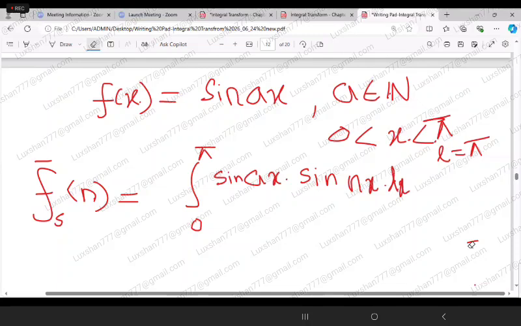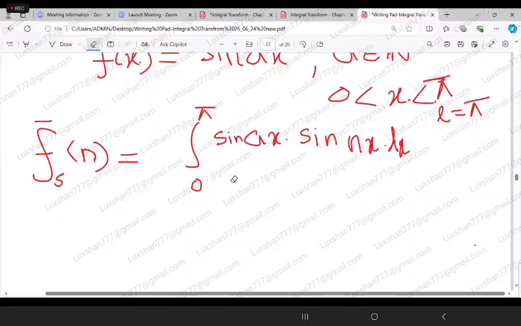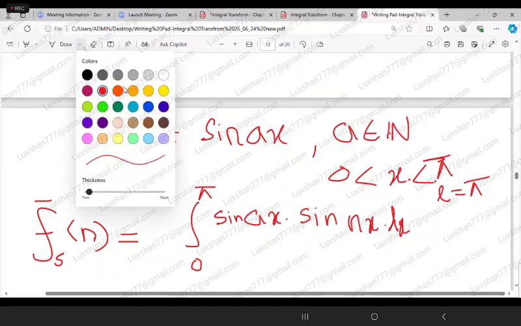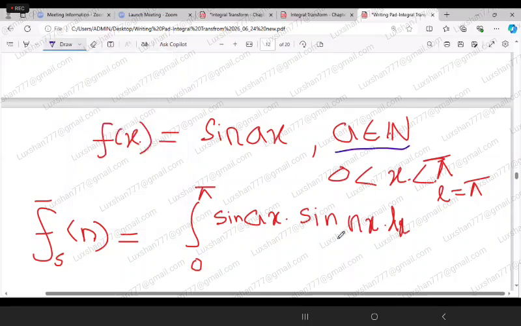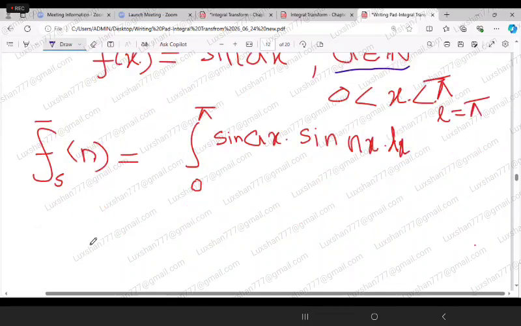So how can I integrate this one? Sine ax into sine nx. A is also a natural number, and n is also a natural number. So how can I simplify this one? Can anybody give me an idea how we can simplify this, how we can do the integration of sine ax into sine nx, from 0 to pi? Any idea?